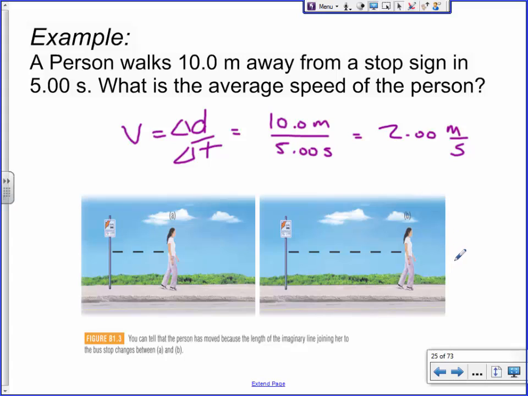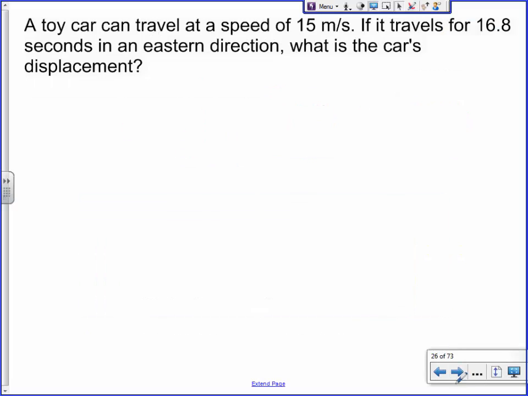Does that make sense? We've done this before. Okay, well, what if I work backwards? What if I give you a speed? What if I give you a time? Can we manipulate a formula algebraically? I mentioned on one of our first days, we have to have some pretty strong algebra skills here.